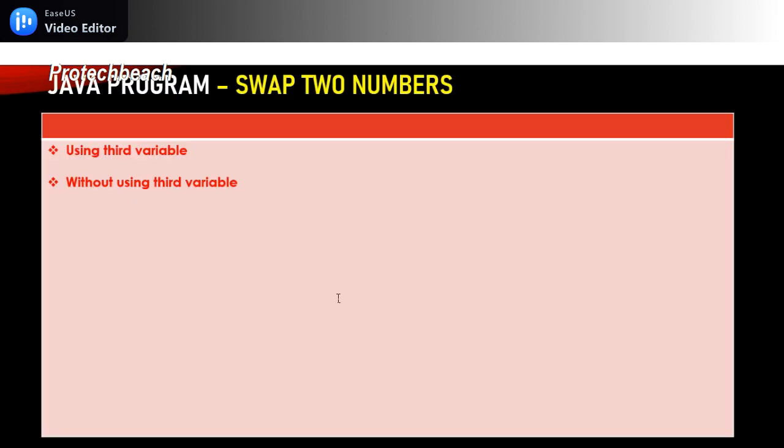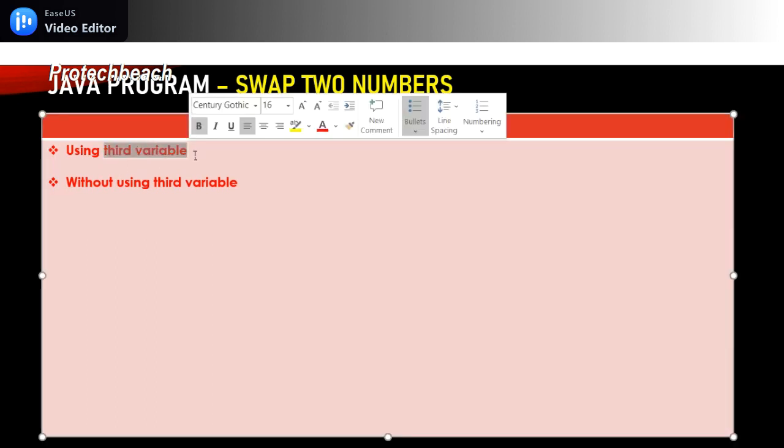As I said, there are two ways we can do this. One is by using a third variable, another is without using a third variable. For the third variable, in essence, we can use some temporary variable to achieve swapping the two numbers.